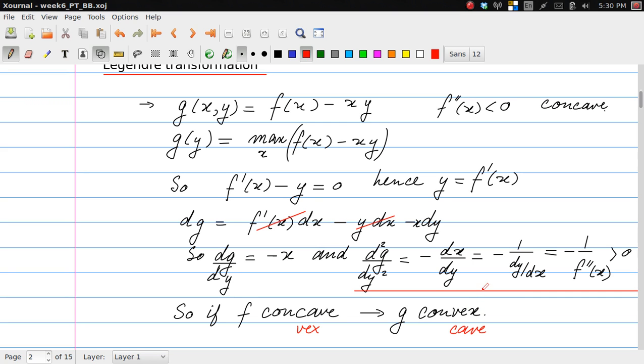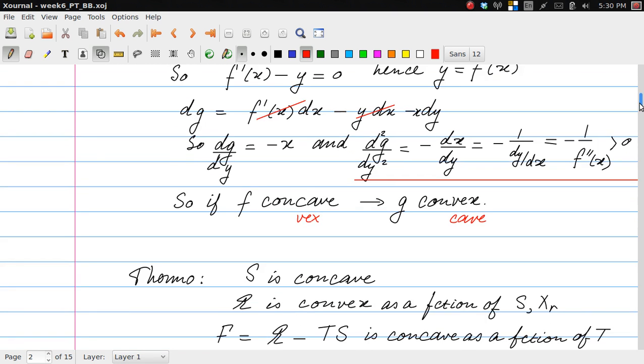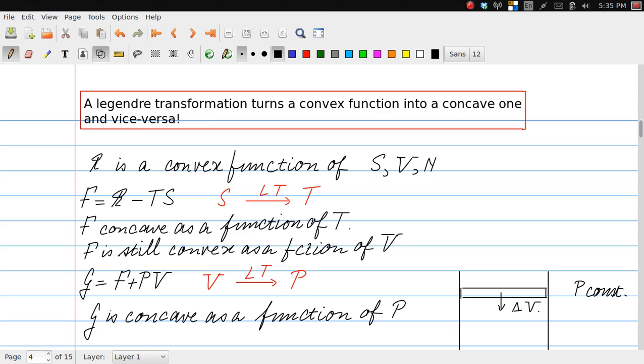Had we assumed that f was a convex function, then we would have found that g is a concave function. So generally we can say that the Legendre transformation turns a convex function into a concave one, and vice versa. So we start by repeating that very conclusion: a Legendre transformation turns a convex function into a concave one and vice versa.